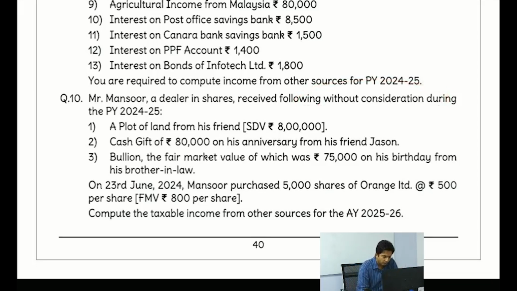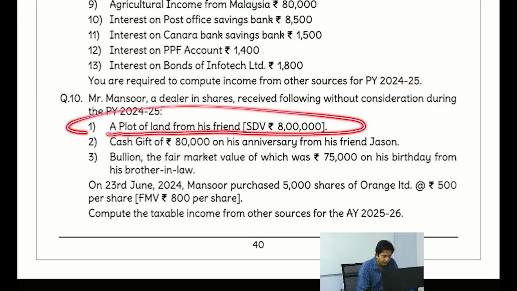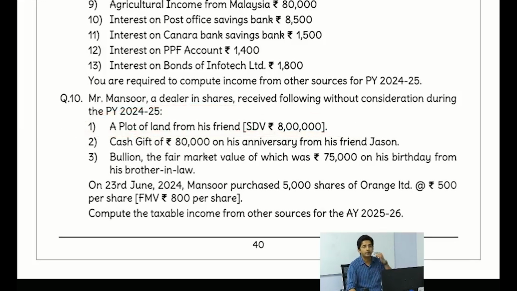First is a plot of land. Plot of land is immovable property, right? So here do you have to do aggregate or independent? Independent, per property. It is per property and it is greater than 50,000, so fully taxable. Do I have to wait for other points? No, because it is per property and this property is more than 50,000, so taxable. Let us write the entry also.